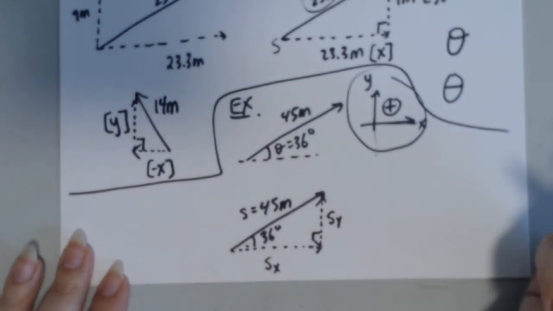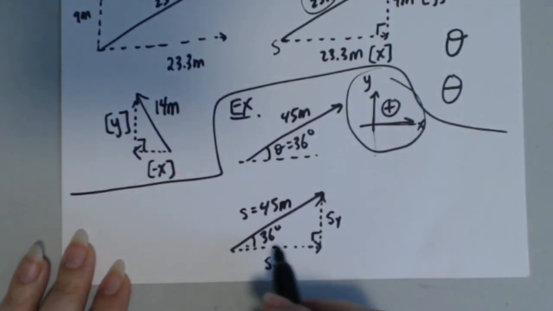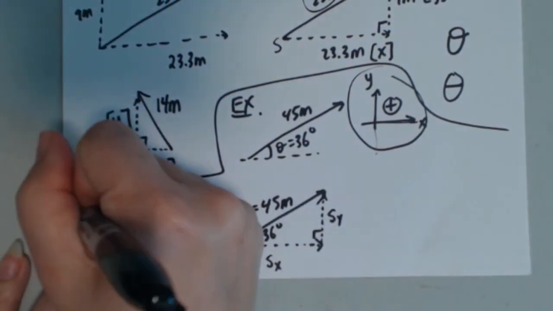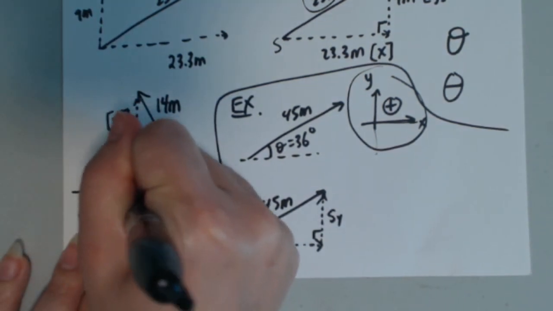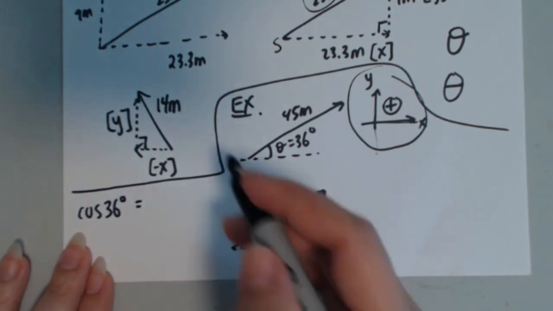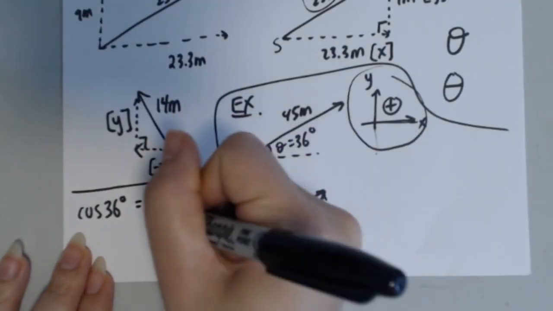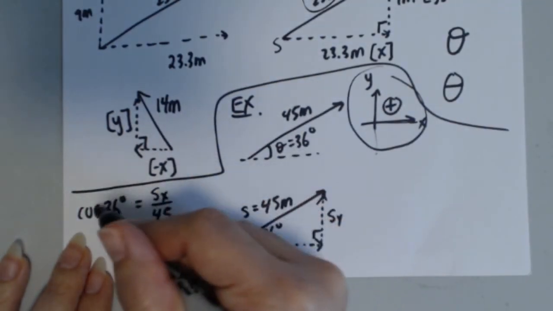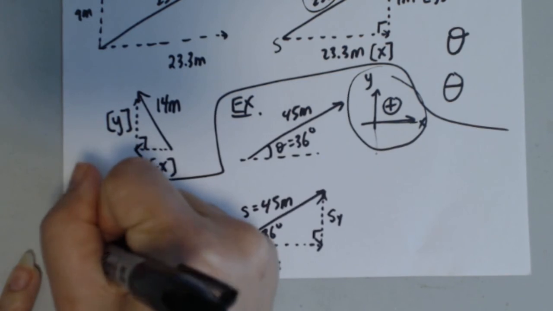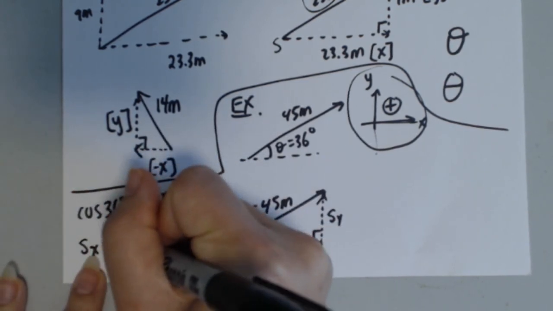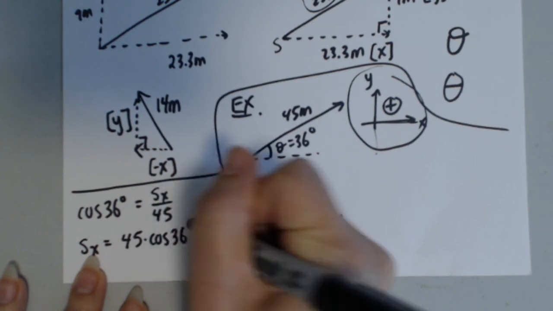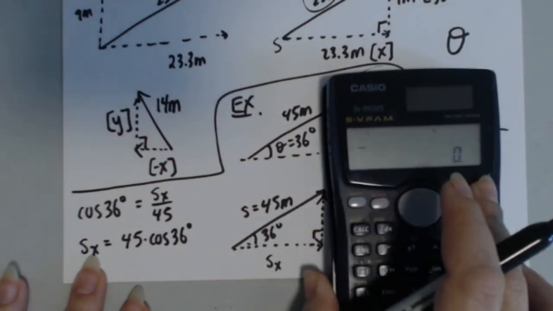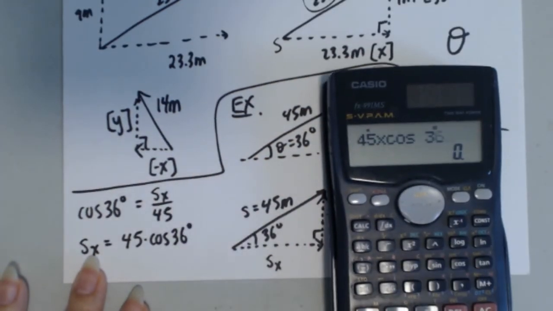All right, so s sub x, this is adjacent to the angle. And since it's adjacent and I have the hypotenuse, I'm going to use cosine. So cosine of 36 degrees, cosine is adjacent over hypotenuse, so that's s sub x over 45. Now you have to get s sub x by itself. That means you multiply both sides by 45. S sub x is equal to 45 times cosine of 36 degrees. So grab your calculator, 45 times cosine of 36.